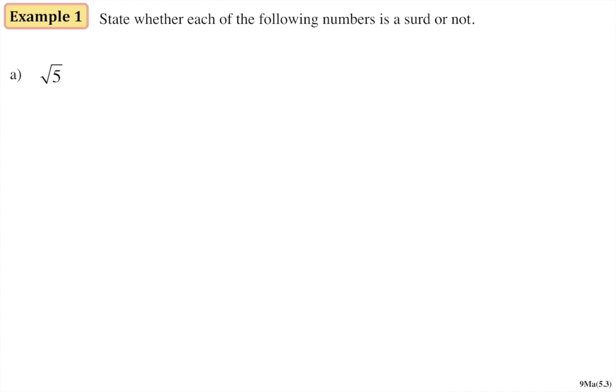So, state whether the following numbers are surds or not. Probably would be better language. Let's talk about the square root of 5. If you do the square root of 5 on your calculator, it's a messy decimal. Because it's a messy decimal, it's a surd. It's irrational. We can't write it as a fraction.